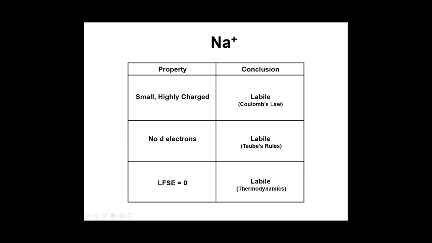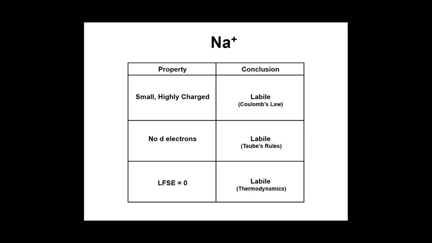The lability of a compound can be predicted using Taube's rules by the strength of its ionic interactions and the d electron configuration. The stronger the ionic interaction an ion has, based on Coulomb's law, which says that small, highly charged molecules have stronger interactions, the less labile it is. The sodium 1 ion in my system has a small charge of 1+, making it fairly labile. This ion does not have any d electrons, which makes it very labile according to Taube's rules. Both evidence from the d electron count and the Coulombic interactions indicate that sodium 1 is labile.